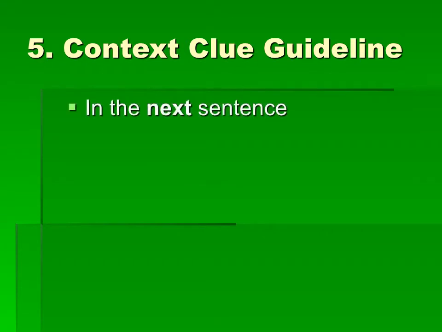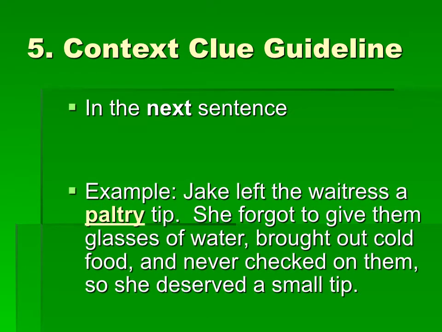Sometimes the meaning could be in the sentence after. You might find the meaning in the next sentence. So sometimes we have it before the word, after the word, set apart by punctuation, in the previous sentence, or in the next sentence in the text. So here we have the example that reads, Jake left the waitress a paltry tip. She forgot to give them glasses of water, brought out cold food, and never checked on them, so she deserved a small tip.